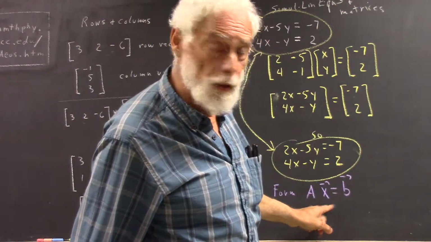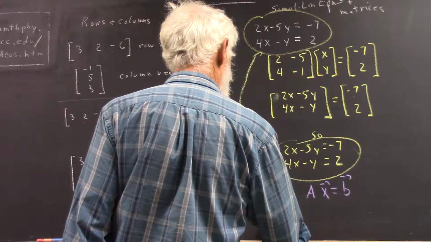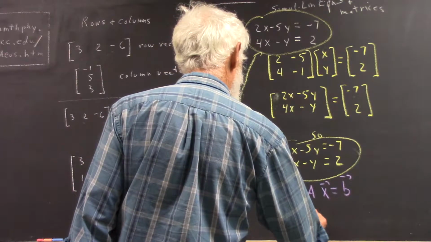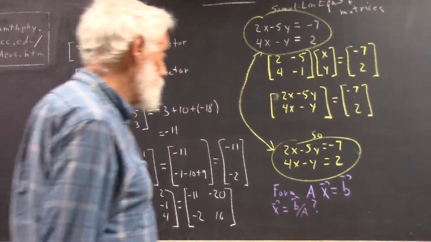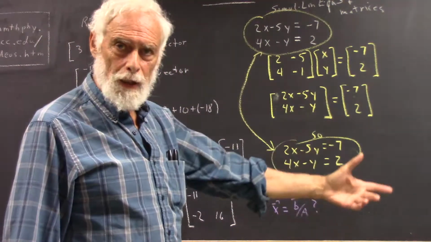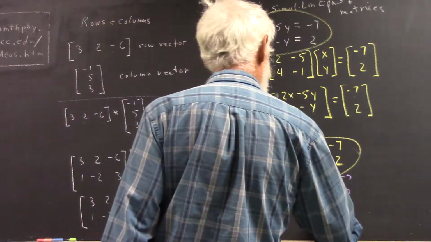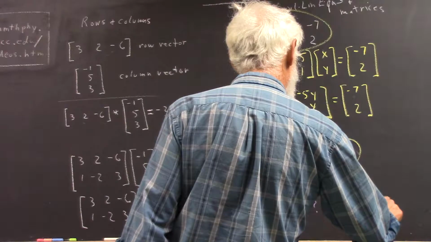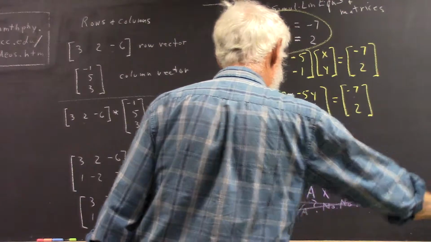How would you solve an equation like this? Well, you might want to say, okay, so x should be equal to b divided by a. Does that work? Well, no, it doesn't work, because while we have a definition of matrix multiplication, we don't have a definition of matrix division. So, no. There's no such thing as matrix division. So we're going to say, no, we can't do that.